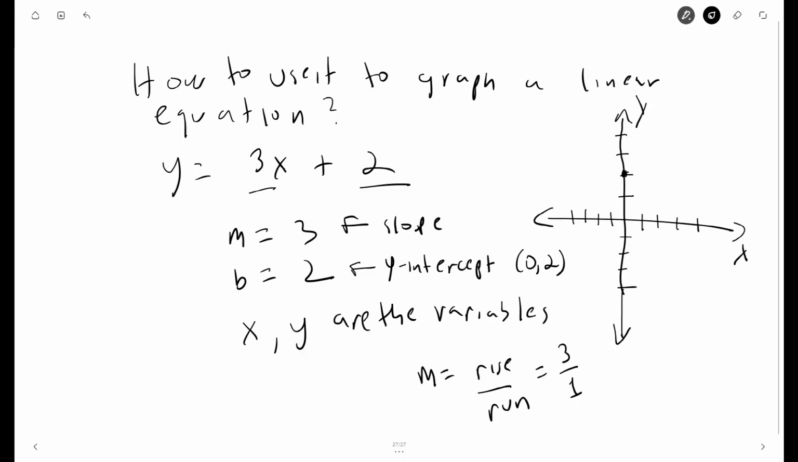So from the point, let's make this one more here. Okay, so 3 units up, 1, 2, 3, and 1 unit to the right, so it will be here. And then we're going to trace a line.